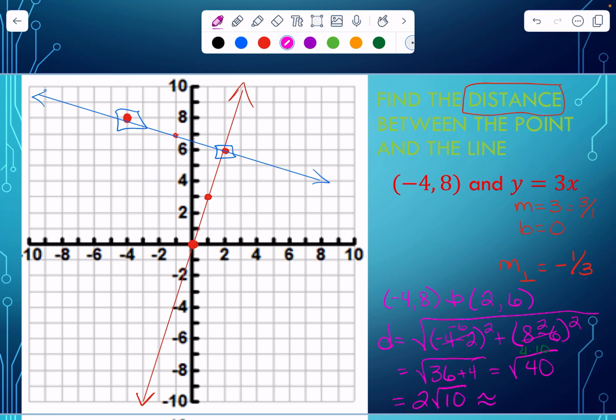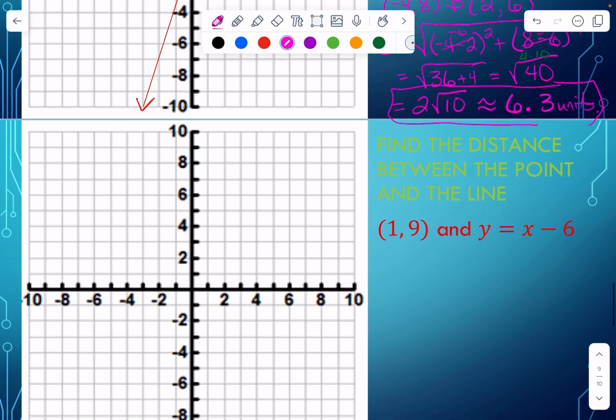And then we take that and we're just going to simply punch that into our calculator. So we're going to go 2 second square root of 10. And that gives us 6.32. So we're just going to round to the tenths, so 6.3 units. And that's how we find that. Okay, let's try another one.